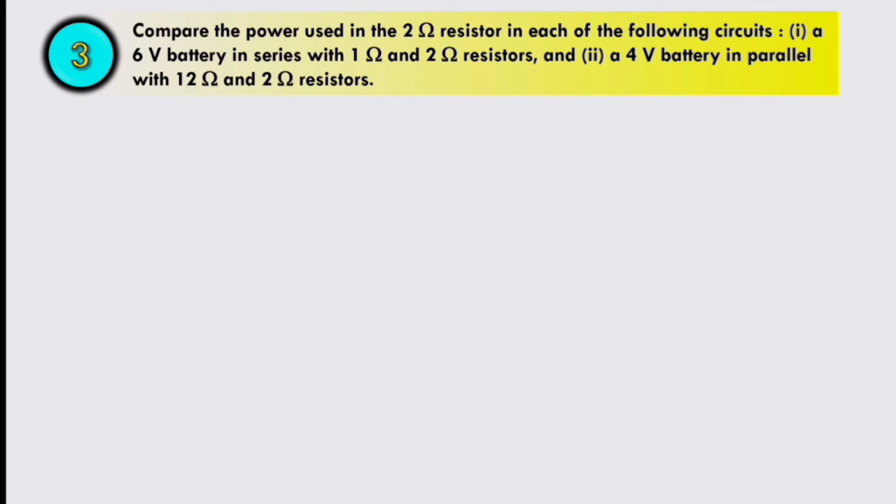Okay, so now see question number 3. Compare the power used in the 2 ohm resistor in each of the following circuits. 1. A 6 volt battery in series with 1 ohm and 2 ohm resistors, and a 4 volt battery in parallel with 12 ohm and 2 ohm resistors.